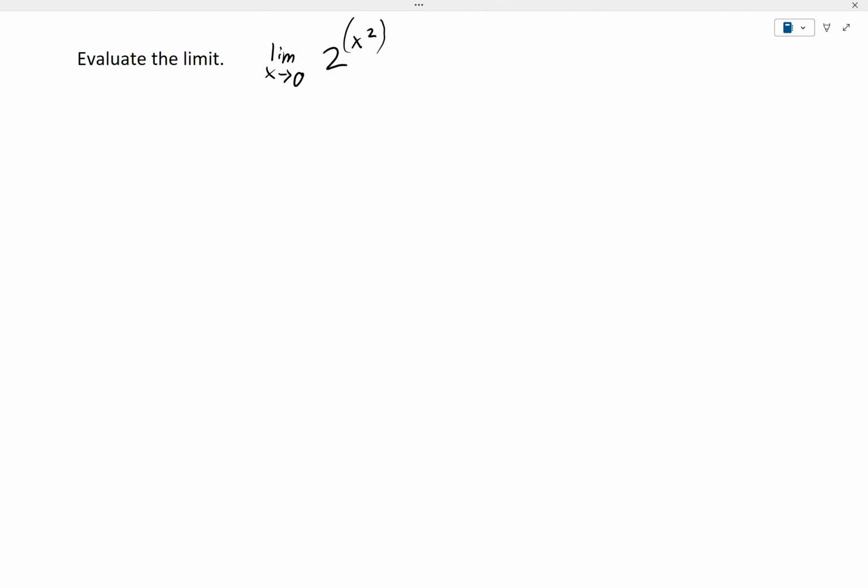So just like all limit problems, we can plug in x equals 0 and see what we get. See if we get an indeterminate form, or if we get something approaching infinity, or if we just get some number, which means we're done.